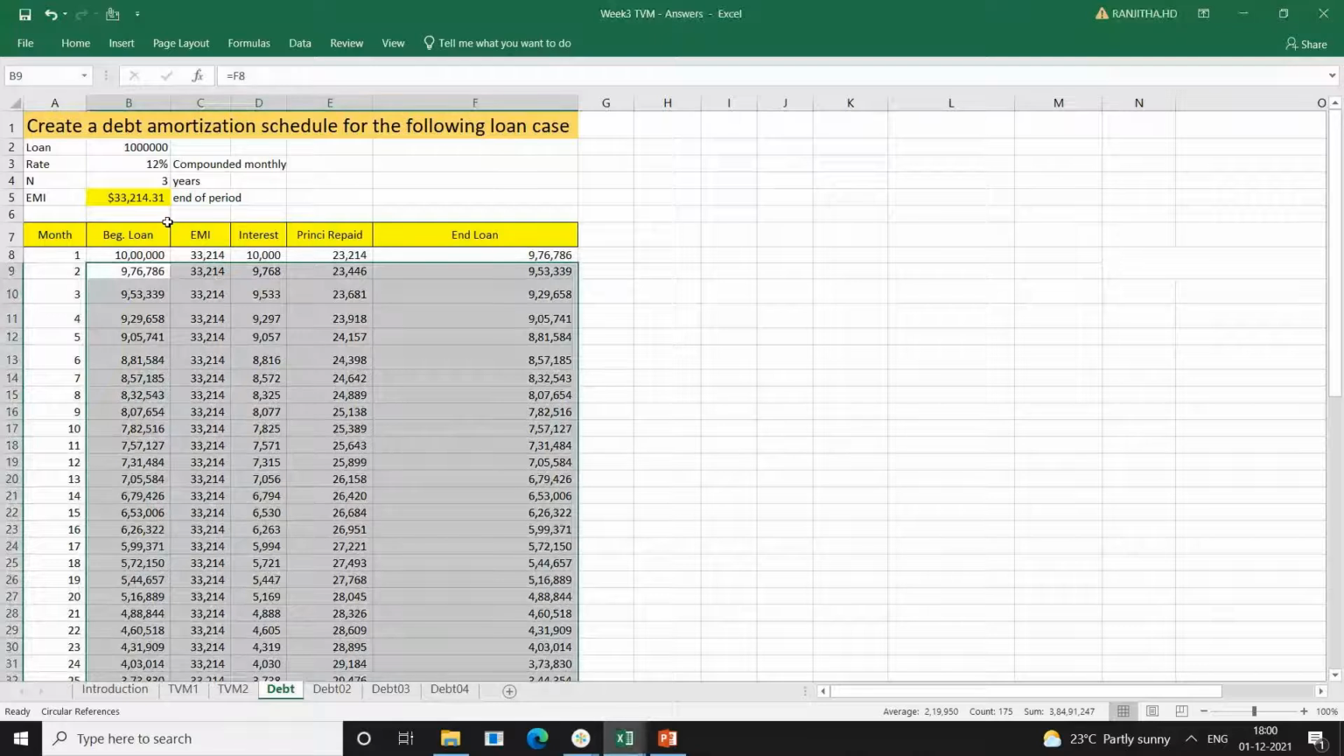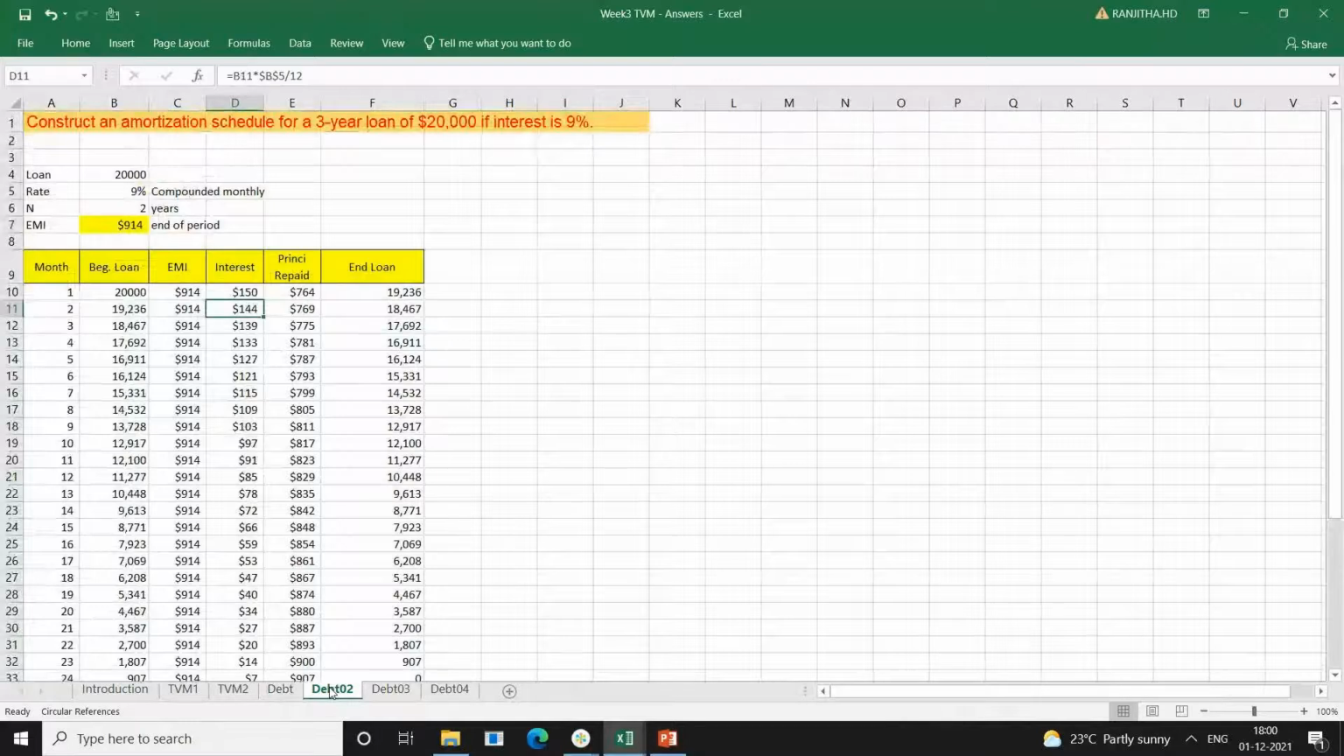Same manner, there is one more debt to find out, I think. Do that also. For this it is fewer months.